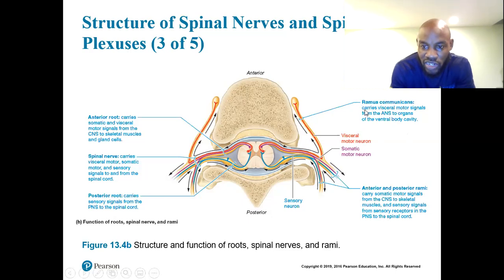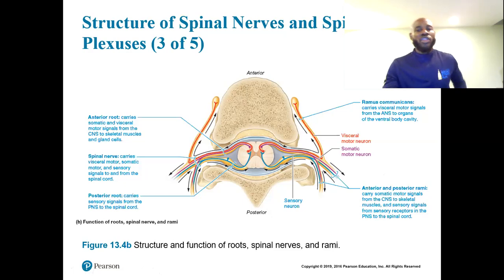The ramus communicans, they're calling it here, carries visceral motor signals from the ANS to organs of the ventral body cavity, right? So the autonomic nervous system is going through this visceral motor neuron, which is coming off of the spinal nerve. Anterior and posterior rami carry somatic motor signals from the CNS to the skeletal muscles, and sensory signals from sensory receptors in the PNS to the spinal cord, right? So this shows how different information gets to and from the spinal cord, and how it all splits off.